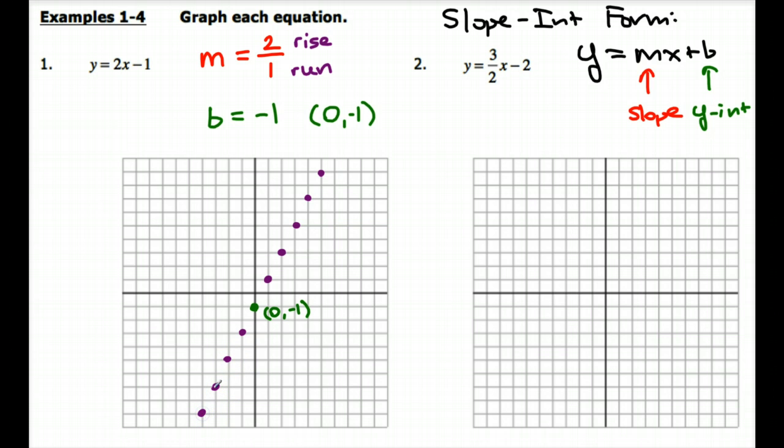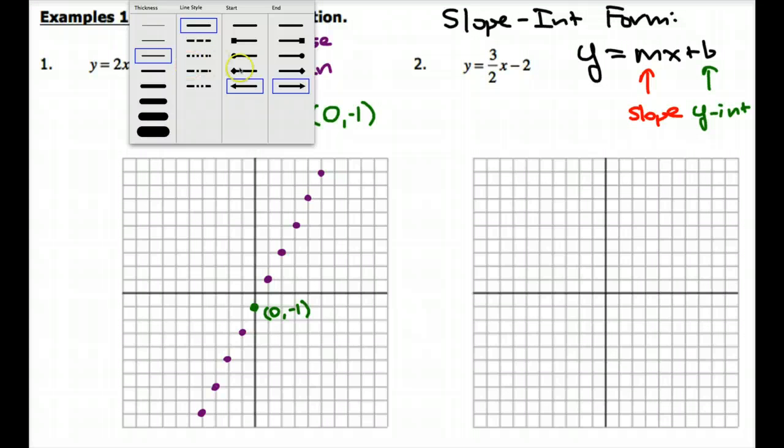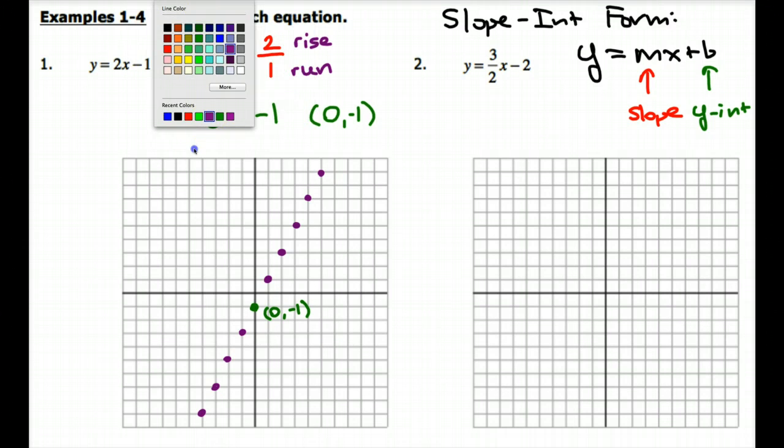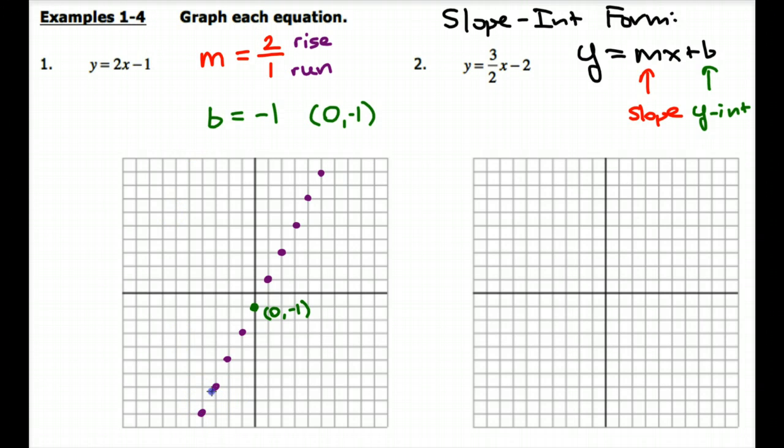Okay, so I've got a lot of points now, and now I can use a straight edge to connect my dots, and this is going to give me the graph of that equation, y equals 2x minus 1. So this is a line that, first of all, goes through the y-intercept 0, -1, and that has a slope of +2. That's one last thing that you want to check when you're doing these graphs. You know that your slope here is positive, so this line should be increasing, and it is.